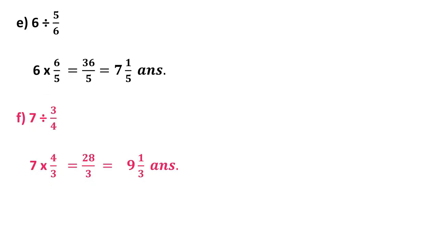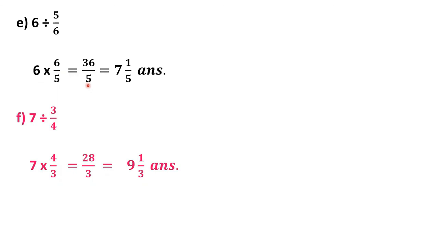These all are the solutions of the same question. Same thing we are doing. The reciprocal we are taking and we are multiplying the numerators, and then the denominator we are writing here. So you can see 6 divided by 5 by 6. The reciprocal of 5 by 6 is 6 by 5, and the multiplication sign will come here. So 6 into 6 is 36.